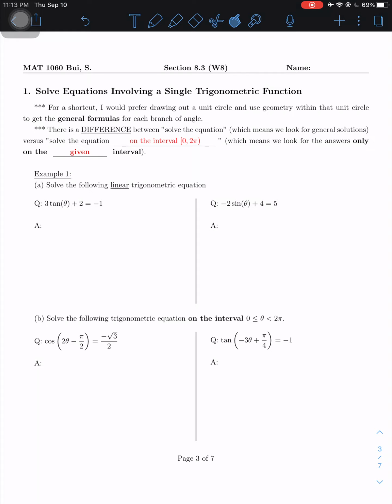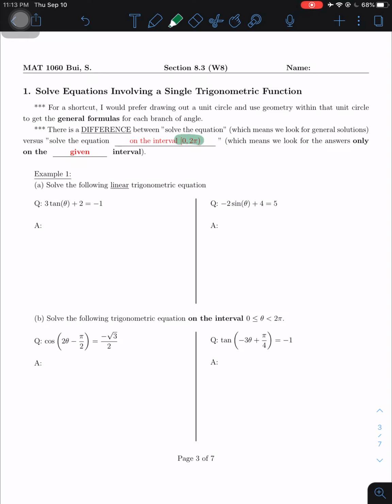You usually end up with at least two answers, like two family angles. And lastly, there's a difference between solve the equation versus solve the equation on the interval. What I mean is that this one in here would make a big difference.